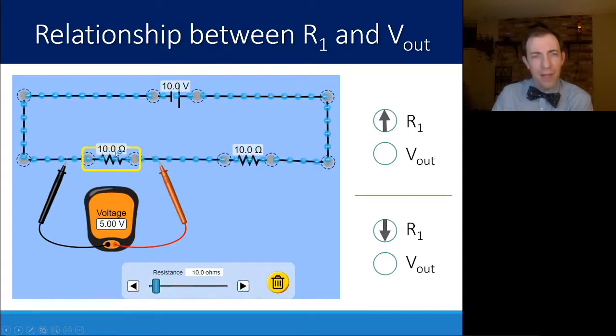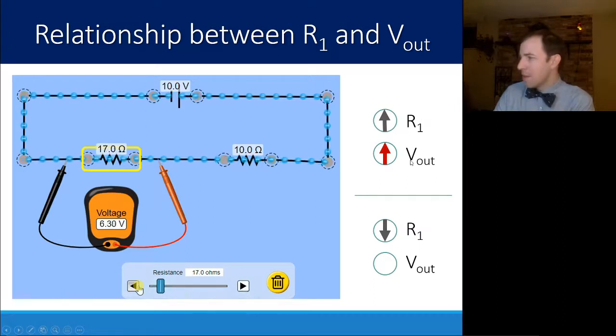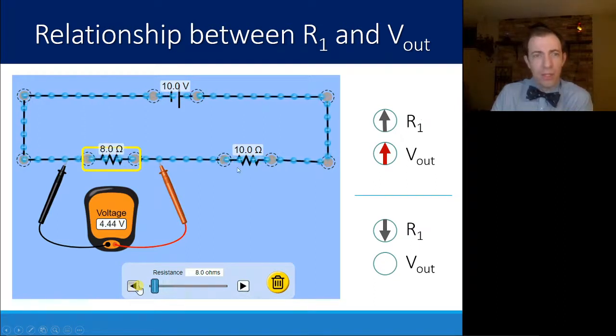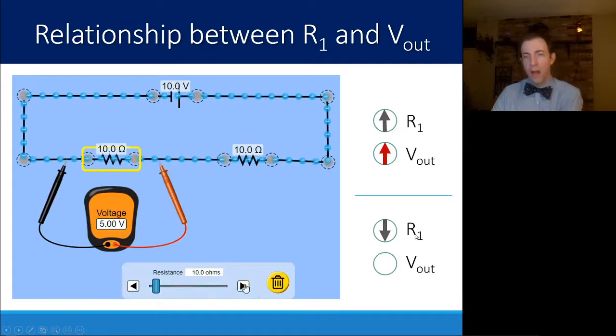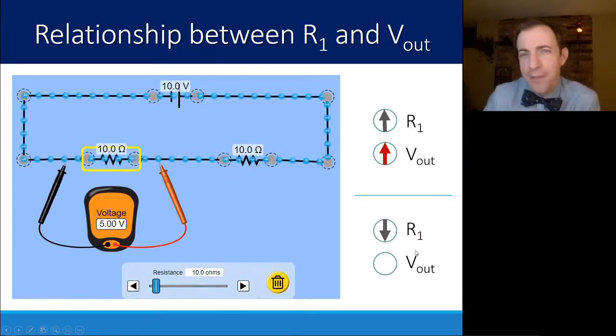I'm going to start out here, both of these 10. So this 10 volts splits into 5 volts each. But as I increase the resistor, I'm increasing the voltage. So as R1 goes up, V out goes up. If I decrease this, I am decreasing the voltage. So as R1 goes down, V out goes down.